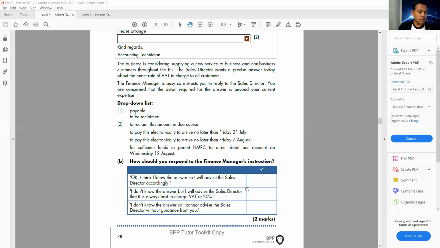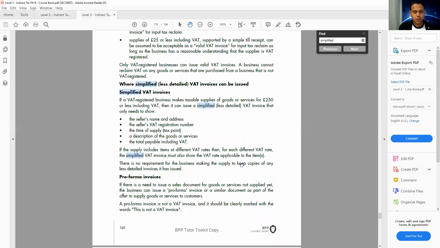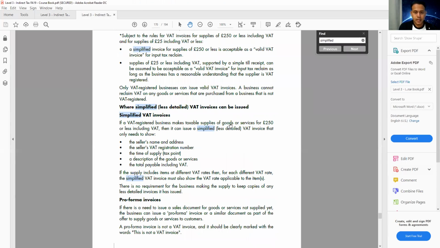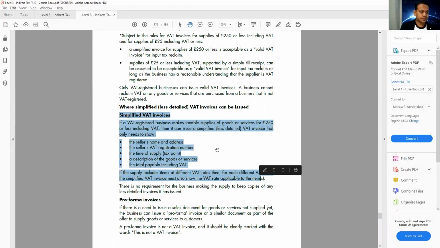Priya, okay, I'll have a look. I'll tell you which page you need to read for your simplified invoice. If you go to page number 160 in the book here, you can see all of this. This simplified invoice section will tell you exactly what you need to know.